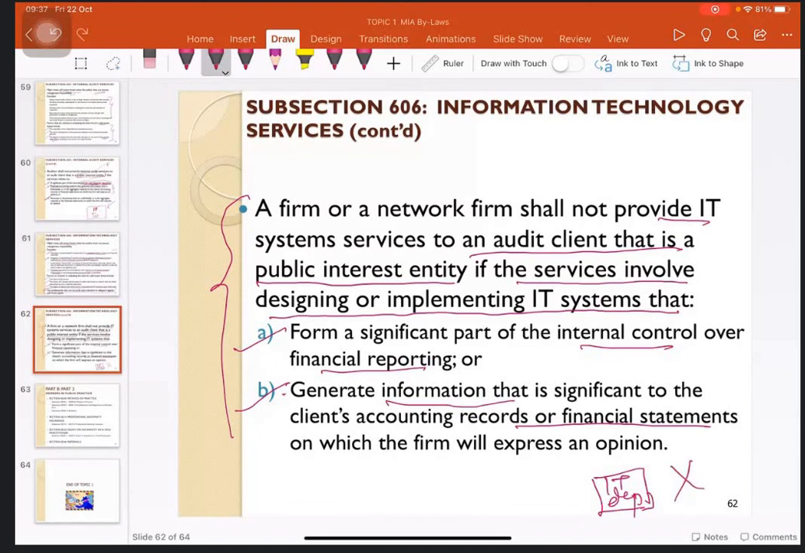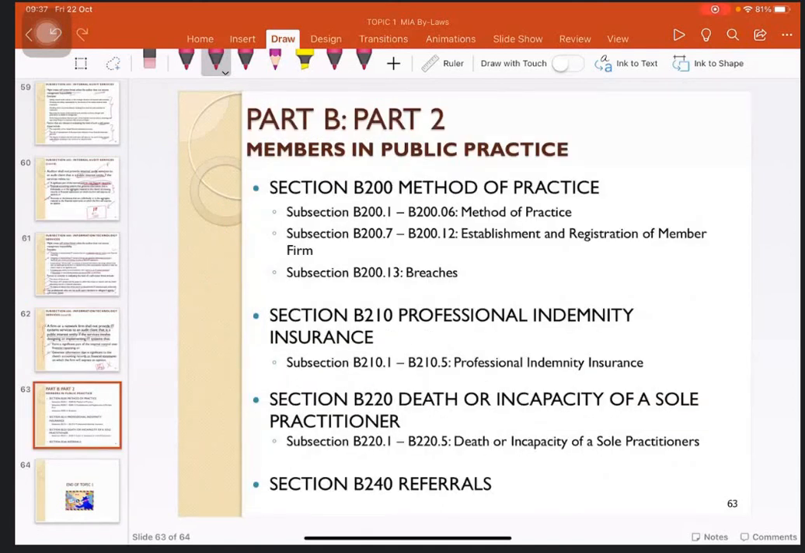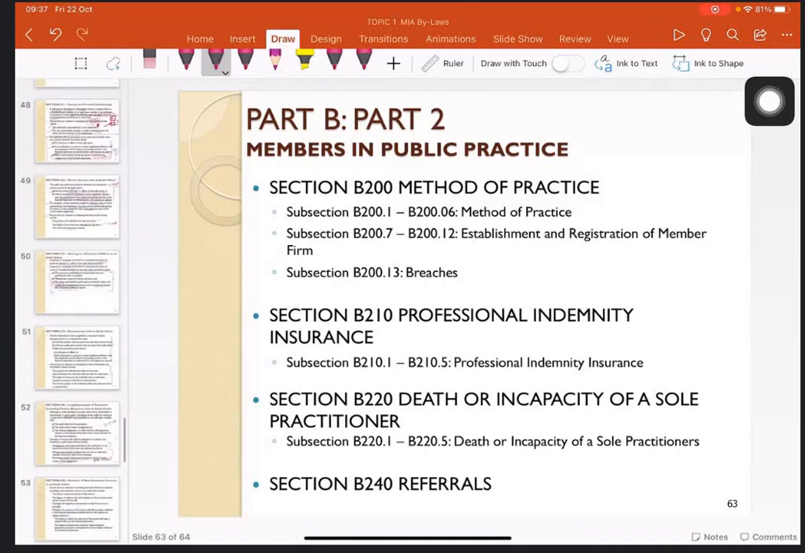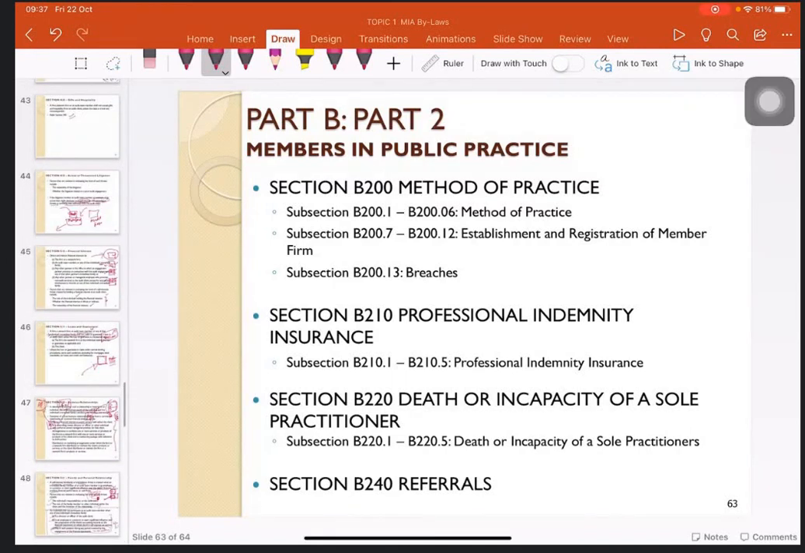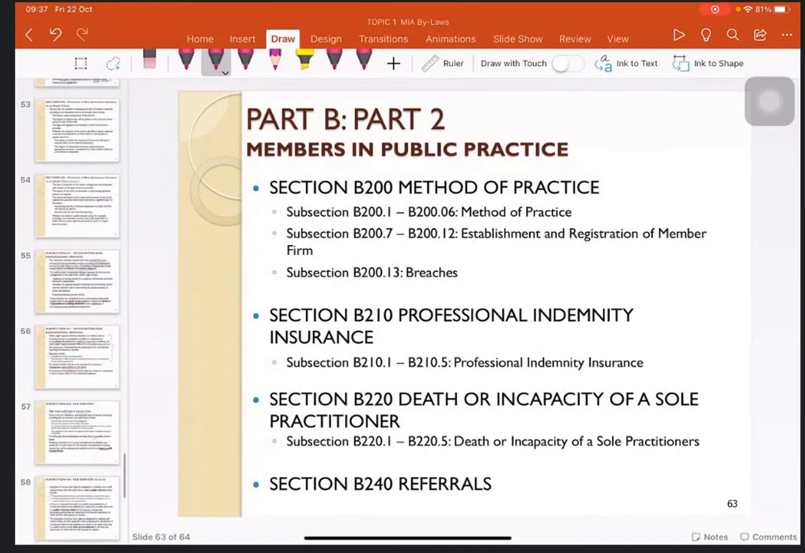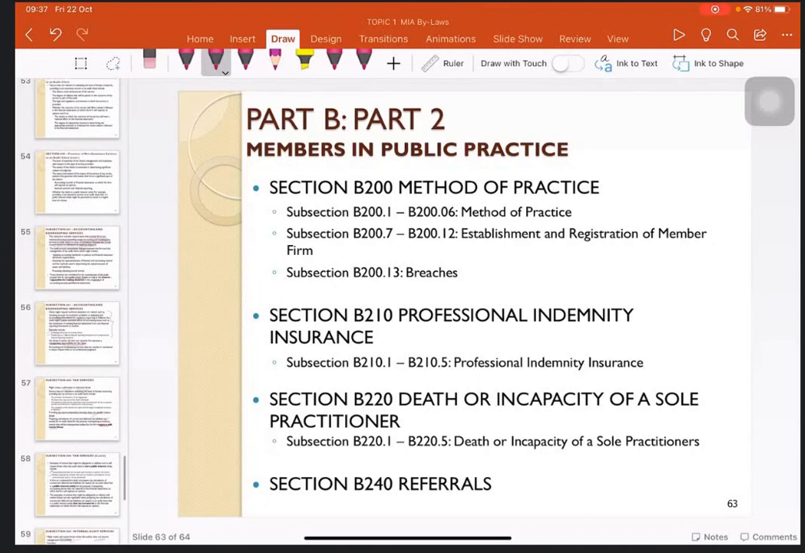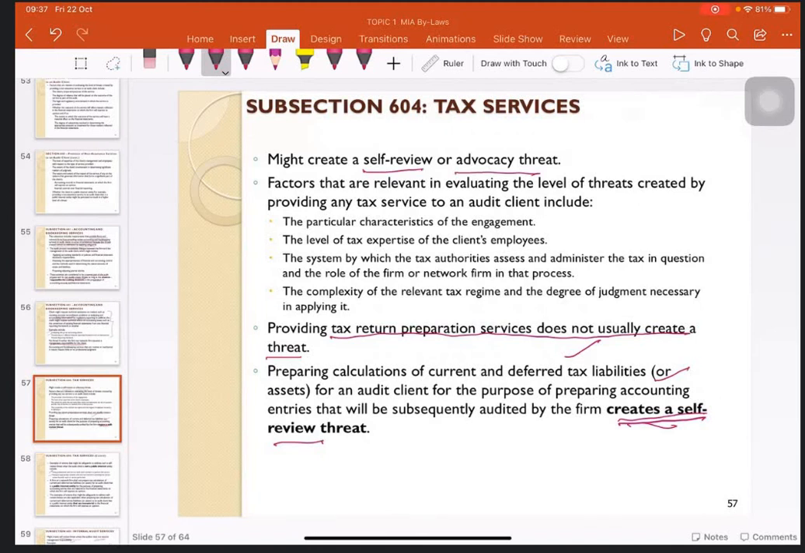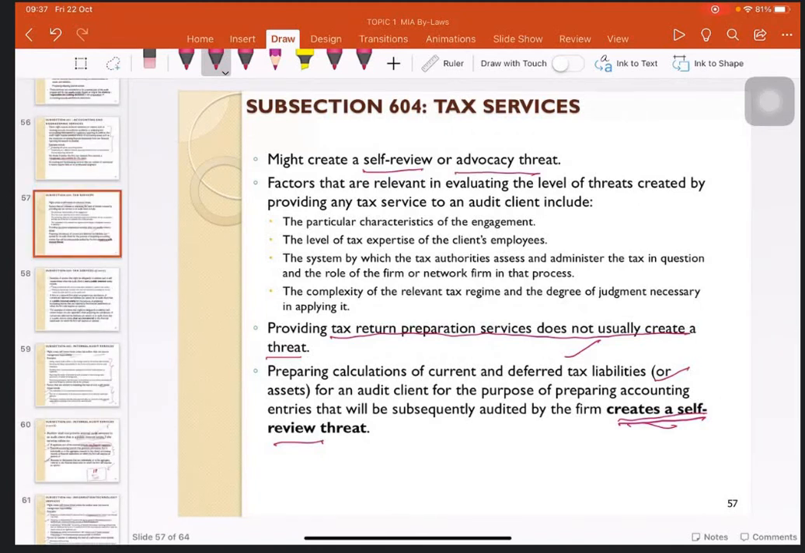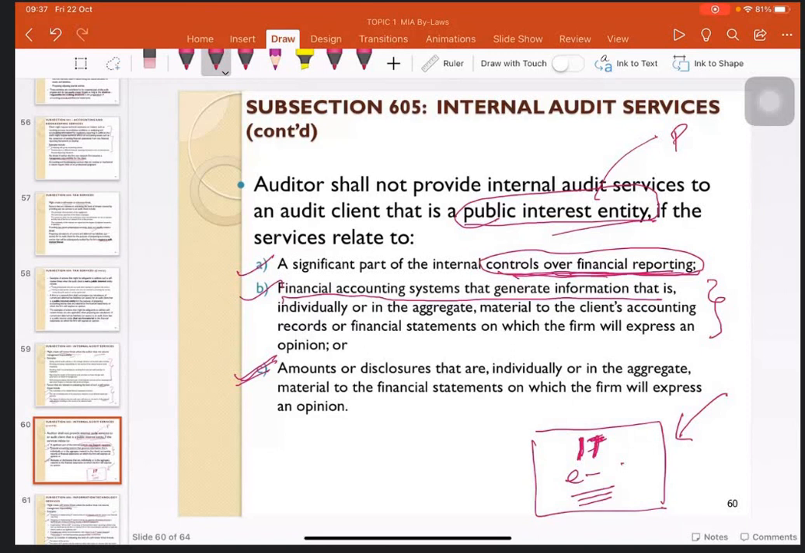Okay, nanti you baca, you duduk perlahan-lahan baca satu-satu ya. Sebab kalau untuk non-PIE, kadang-kadang under certain situation is allowed, okay, tetapi not untuk certain services, is not allowed untuk you bagi those services kepada PIE ya. Especially untuk internal audit services as well as IT services, okay.